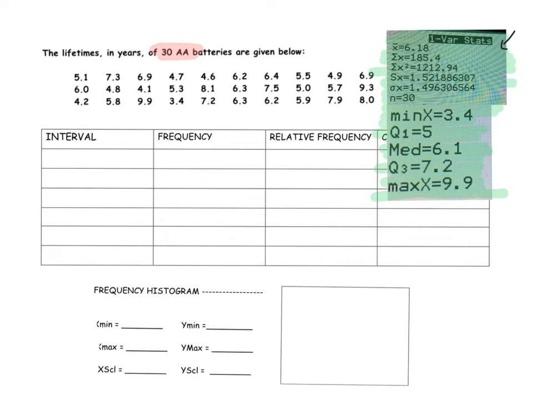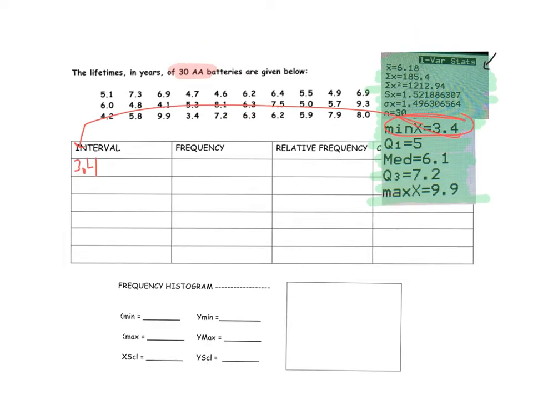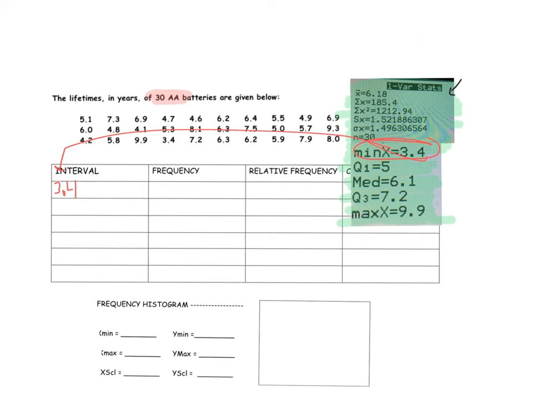What we do is we always start the table with the smallest data value. So here our minimum data value is 3.4. So that's going to be the starting point of our first interval. And now what we're going to do is take the range of the data and divide it by the number of intervals. And you'll always be told how many intervals to use. Here, we're going to be using 6. 1, 2, 3, 4, 5, and 6.